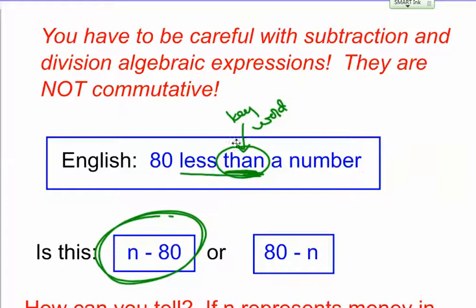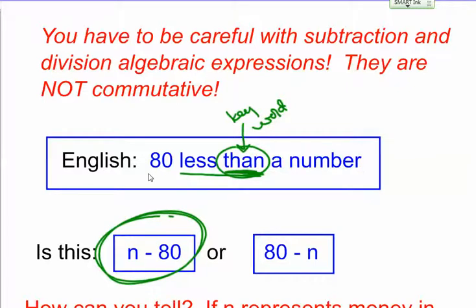Okay, then we talked about how you have to be very careful with subtraction and division because they are not commutative. You cannot switch the order and have the same answer. So for EAL students, this can be quite difficult because of the English language having such subtleties. So I really tried to point out the key words for you today.